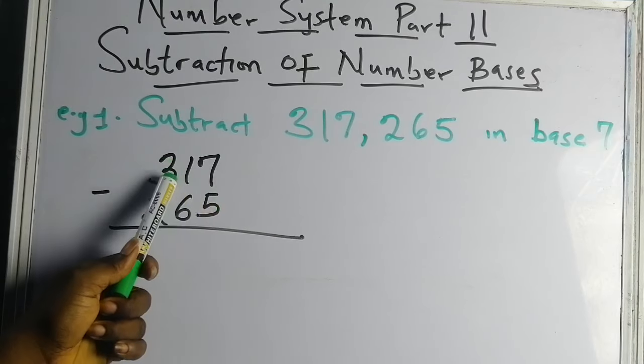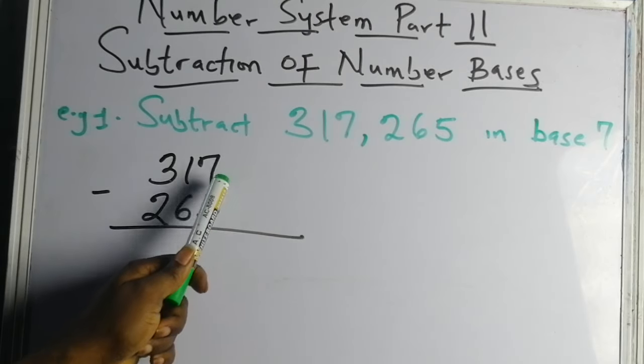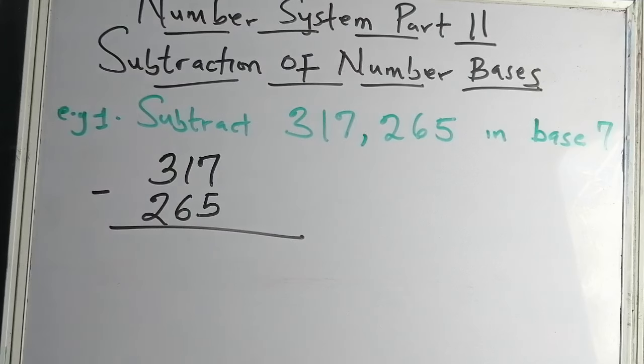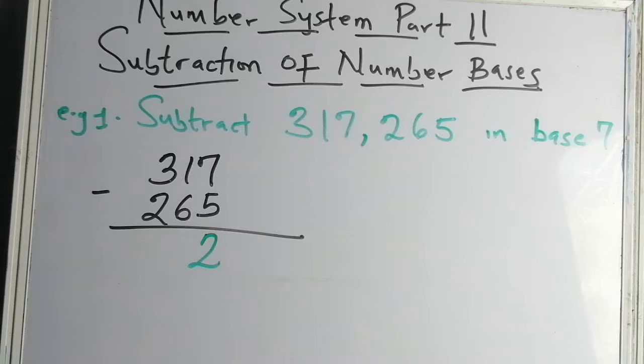Now look at this very well. Hundreds, tens, units. For the unit column now, 7 minus 5, that is what? 2. The answer, is it up to 7? No, it's not up to 7. We write it out. It's the same thing we did in addition. Any number we have, if it's not up to the base, we write it out. Or if you do any division or subtraction, the remainder, if it's not up to 7, we write the answer out in that particular base.